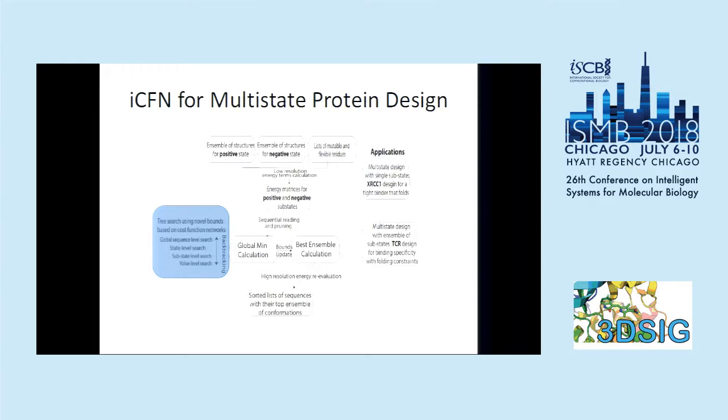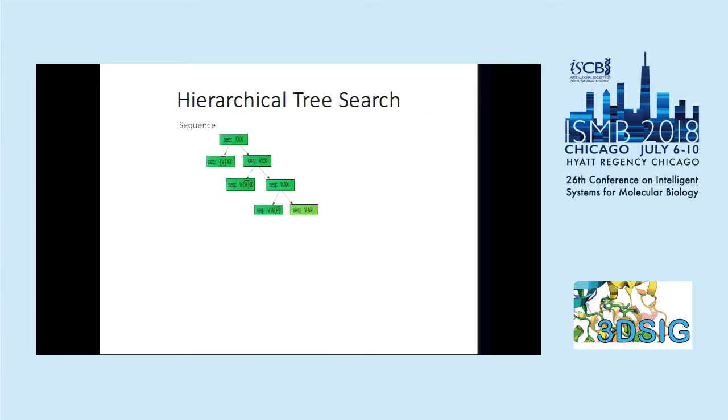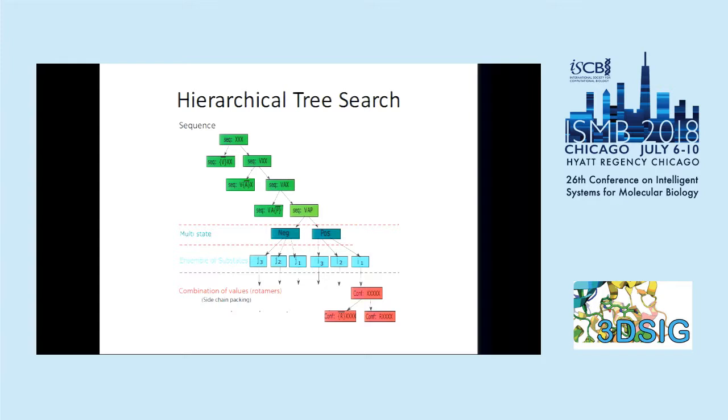So let's talk a little bit about the algorithm. If you think about it, this is actually a hierarchical search. You start with an unnamed sequence XXX of 3 positions, and first you branch on whether the first position is V or not, and then you keep doing the binary branching. At the end, you end up with a complete, fully defined sequence, like in this case, VAP. And then you end up branching into different states and substates. And then for each state, you are doing a combinatorial optimization problem. In this case, the variables are sidechains, so you are doing a sidechain packing problem.